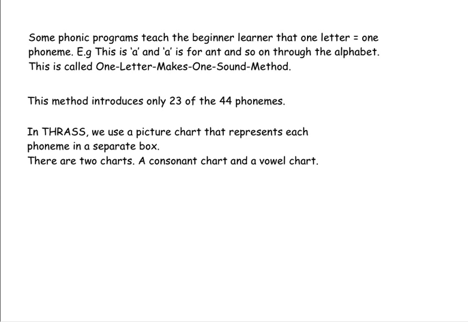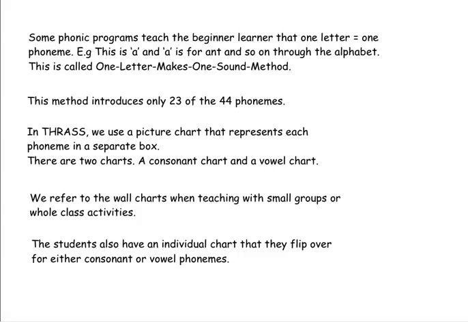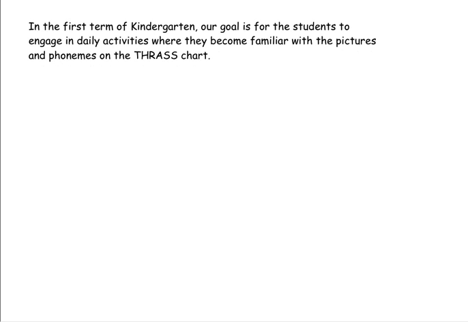In THRASS, we use a picture chart that represents each phoneme in a separate box. There are two charts that we display in the classrooms. One is a consonant chart and the other is a vowel chart. We refer to the wall charts when teaching with small groups or whole class activities. The students also have their own individual chart that they flip over for either consonant or vowel phonemes.